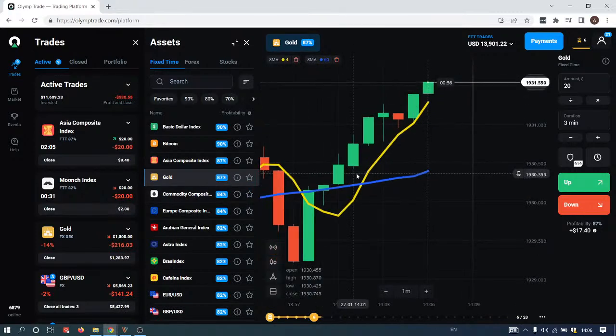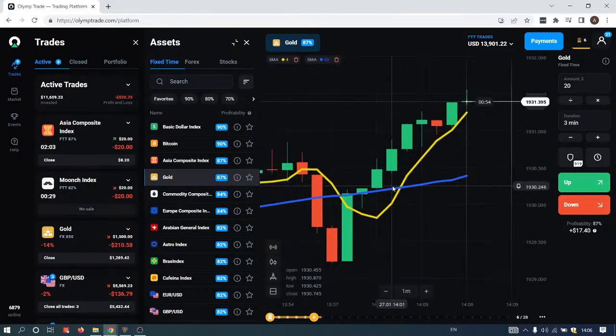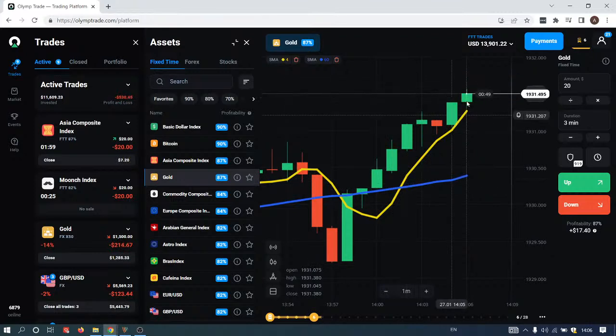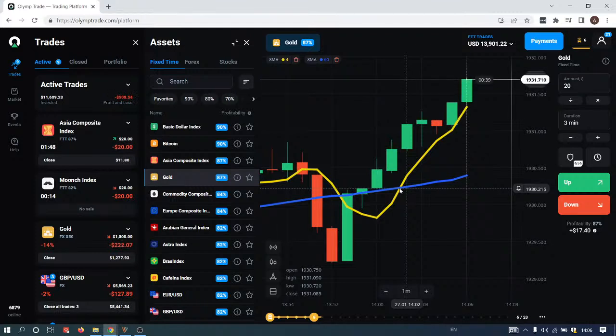Even though this is a past signal, and we cannot use it, because more than 5 minutes have passed since the signal appeared, it's good to look at it for educational purposes.